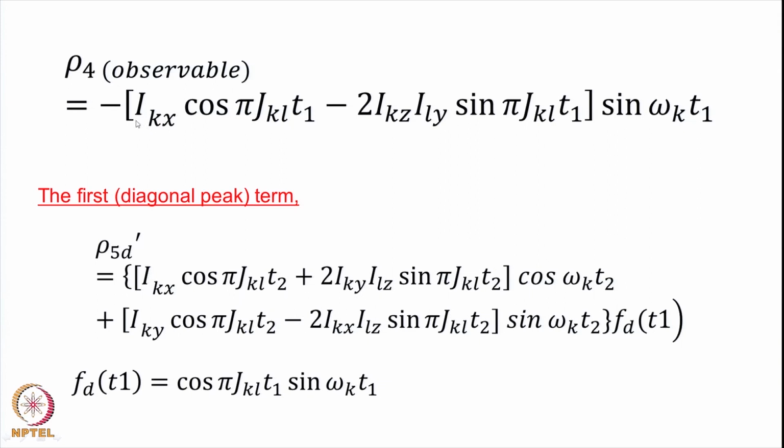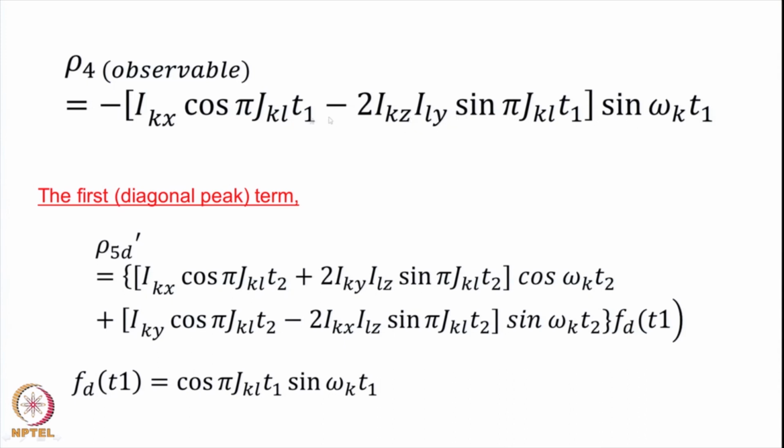So this was the calculation, starting from the K spin magnetization to begin with. Similar things will appear when you start from the L magnetization also, but it is enough to demonstrate taking the K spin alone. We calculated the density operator at point 4, and that is rho 4. It has two terms here: Ikx cos(pi Jkl t1) minus 2 Ikz ILy sin(pi Jkl t1) sin(omega k t1).